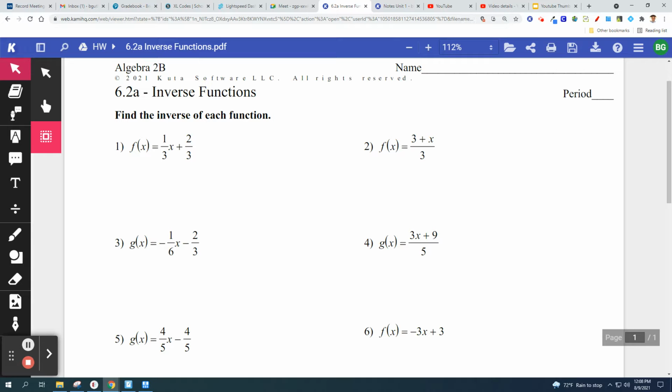6.2a is inverse functions. We're going to find the inverse of a function, and the inverse is kind of like the opposite. I know that's not technically correct, but if I said +2, you're going to say -2. And if I said ×3, you're going to say divide by 3. So we're trying to find the operation that cancels out another operation, or a list of operations.